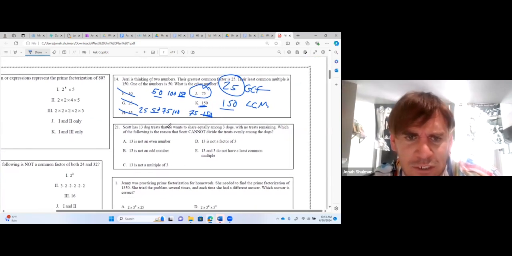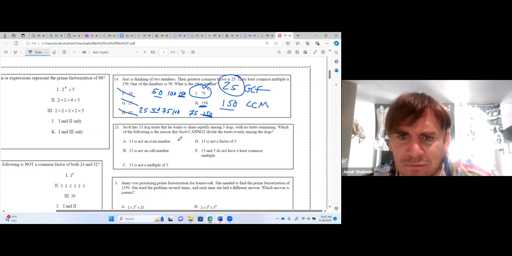Scott has 13 dog treats. He wants to share them equally among three dogs with no treats remaining. Which of the following is the reason he cannot divide them evenly? 13 is not an even number. That's not why he can't divide them evenly, because it's 13 and 3. So 13 is not an odd number.